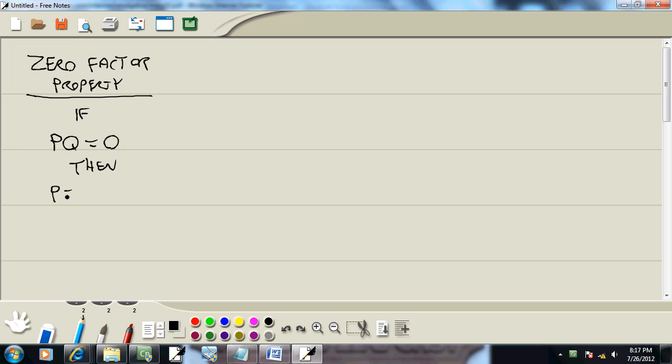Then you can set each factor equal to 0. So in this case, if p times q is equal to 0, then you set p equals 0 and q is equal to 0. Now p and q can represent anything, so don't think they're like single variables.